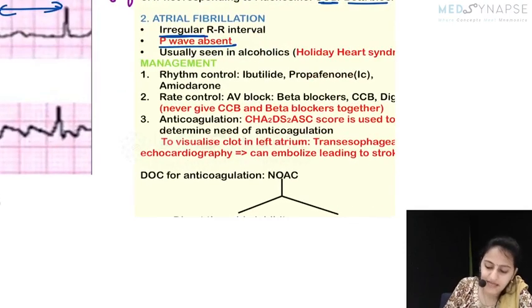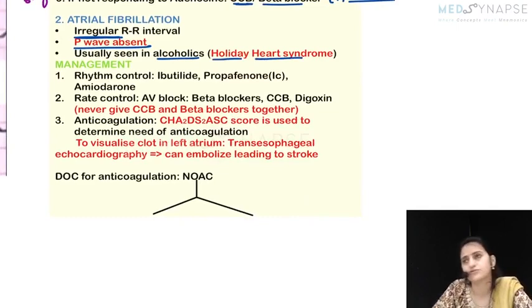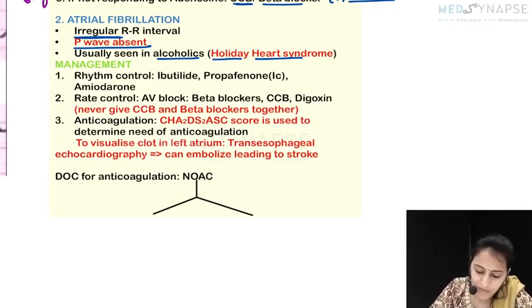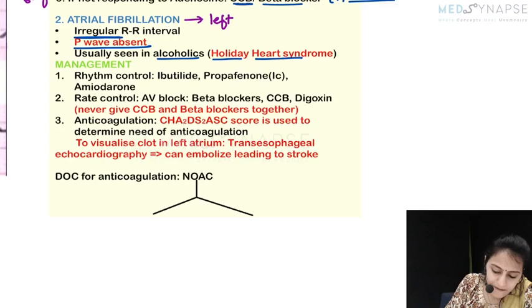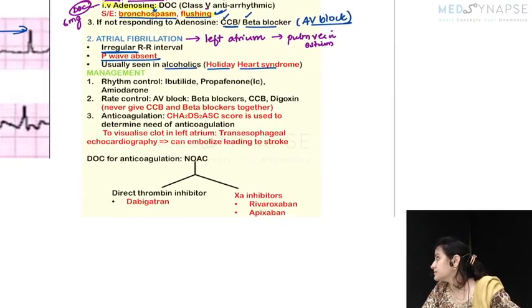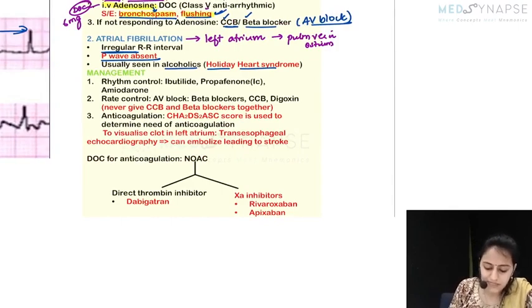And generally this is seen in alcoholics, right? Binge alcohol, holiday heart syndrome. On a holiday, binge alcoholic, holiday heart syndrome is atrial fibrillation. The focus of origin in atrial fibrillation is the left atrium, where the pulmonary vein is opening. In atrial fibrillation, the treatment is rhythm control, rate control, and we also look at anticoagulation.